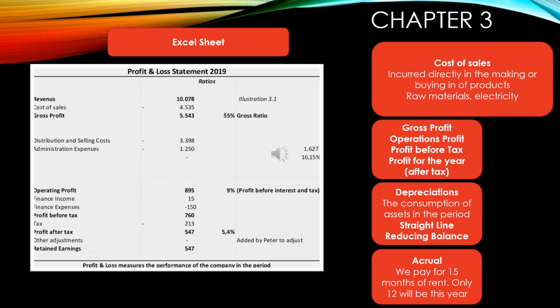The accounting also shows the area of accruals. Only the month that the profit and loss statement is depicting should be included in the profit and loss statement. So if the profit and loss statement is for 2019 and we have paid in advance 15 months of rent, then 3 of these months are related to 2020 and should not be a cost in 2019.